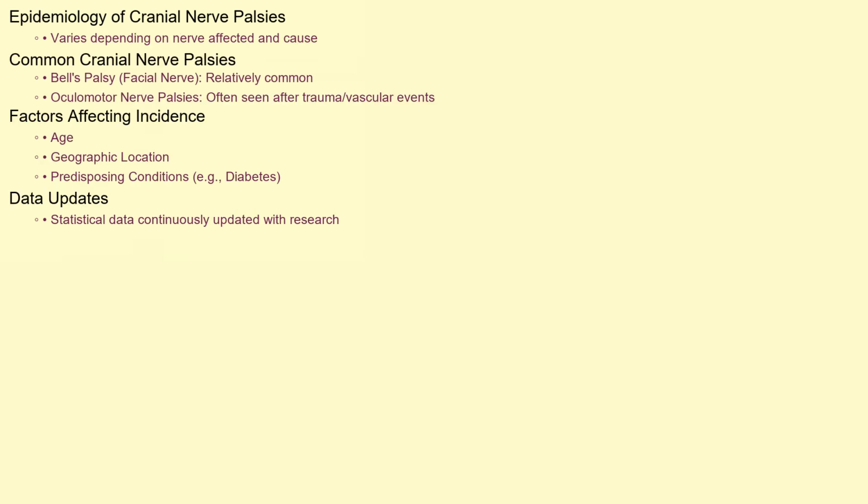How common are these conditions? The epidemiology of cranial nerve palsies varies depending on the specific nerve affected and the underlying cause. Bell's palsy, affecting the facial nerve, is relatively common. Oculomotor nerve palsies are often seen following trauma or vascular events. The incidence of each palsy also differs based on age, geographic location, and the presence of predisposing conditions like diabetes. Statistical data on the precise prevalence of each type of cranial nerve palsy are continuously being updated with ongoing research.